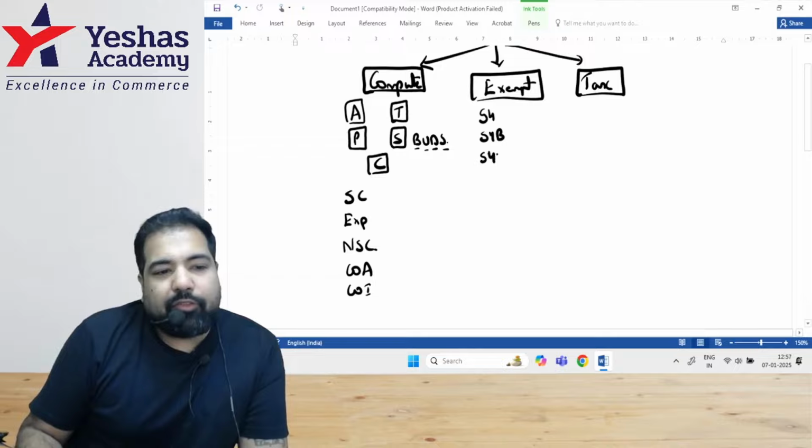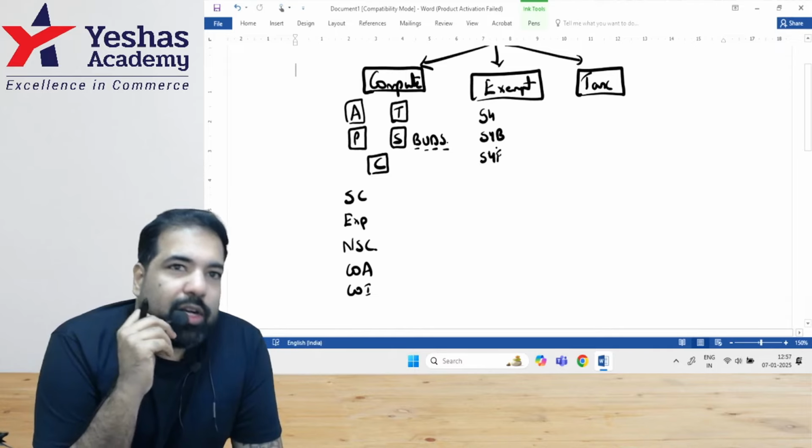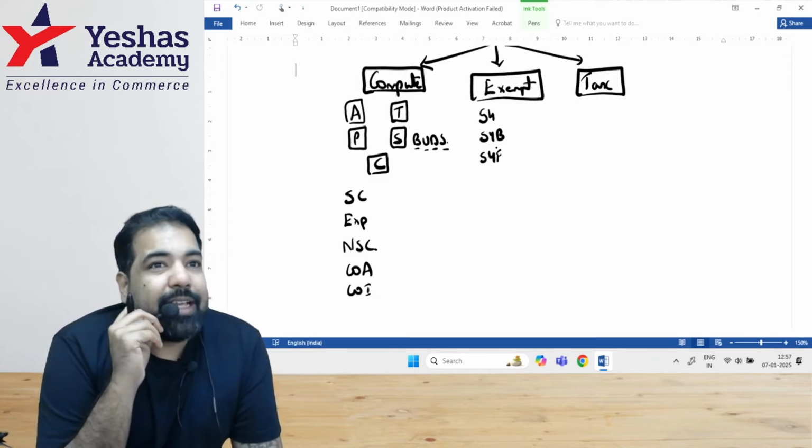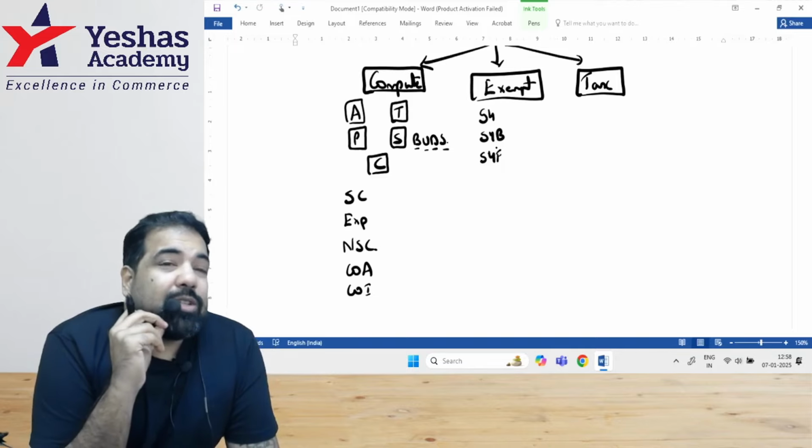Next, 54F, family wealth. Guys, are you selling your shares or your gold or your diamond or your land? Then please, guys, you can save your capital gain by buying another house. Guys, but here the government has got a little more greedy.